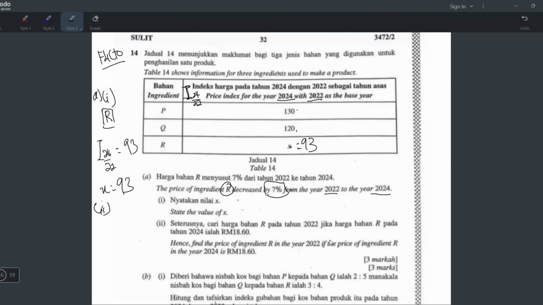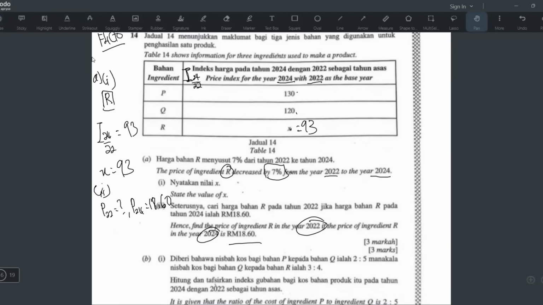Number 2, find the price of ingredient R. So want to find price in the year 2022 if the price of ingredient R in 2024 is 18.60. Okay, if you're trying to find price, the formula you have to use is this. I equals P over P times 100. Okay, let's write the information first. So they want to find price of ingredient R in 2022, so 2022 we want to find, and then price of 24 they give 18.6.